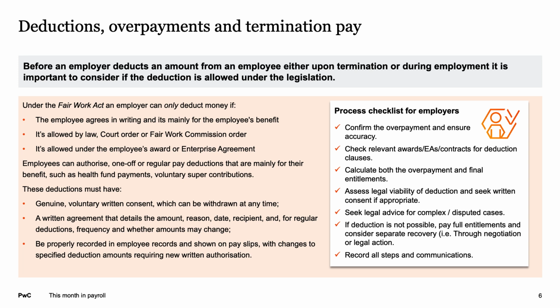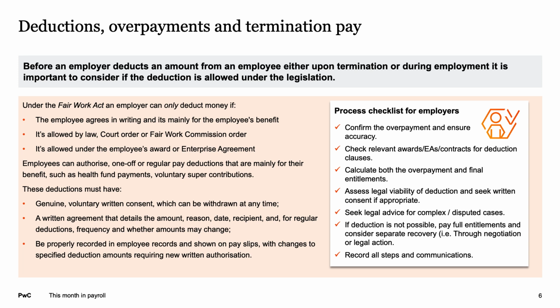Employees can authorise in writing one-off or regular pay deductions that are mainly for their benefit, such as health fund payments, voluntary contributions to superannuation funds, or union fees. Deductions must have a genuine, voluntary written consent, which can be withdrawn at any time.